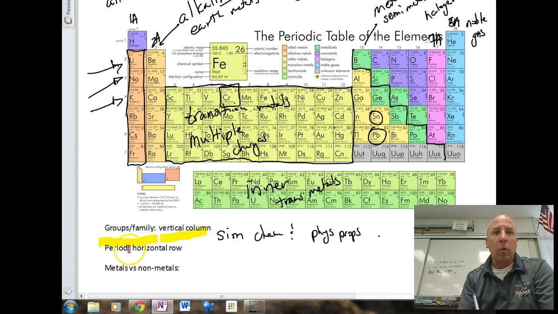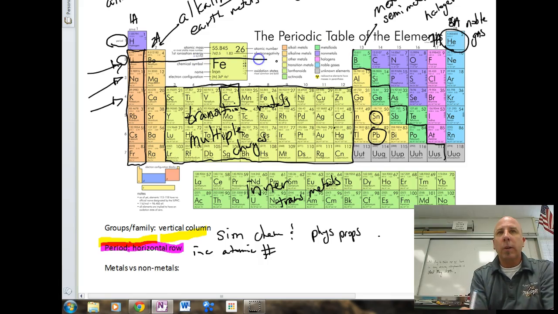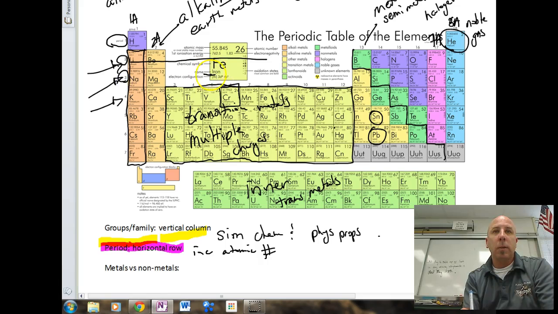Periods are horizontal rows on the periodic table, characterized by increasing atomic number, which will be the focus of our next video. But we can tell periods are usually numbered on the periodic table. So hydrogen up here at the top would be in period 1 along with helium. Lithium and beryllium straight across to boron, carbon, nitrogen, and oxygen would be in period 2. Sodium and magnesium and aluminum, phosphorus, sulfur, silicon, those are going to be in period 3, and so on and so forth.